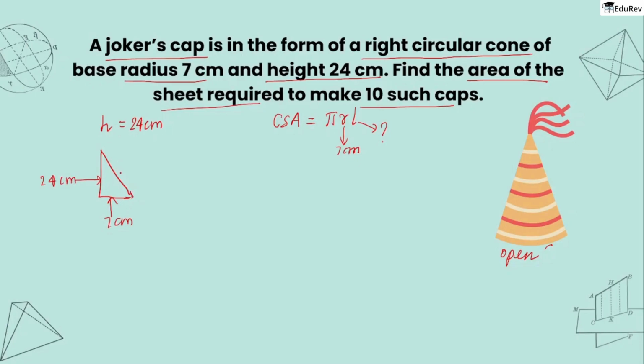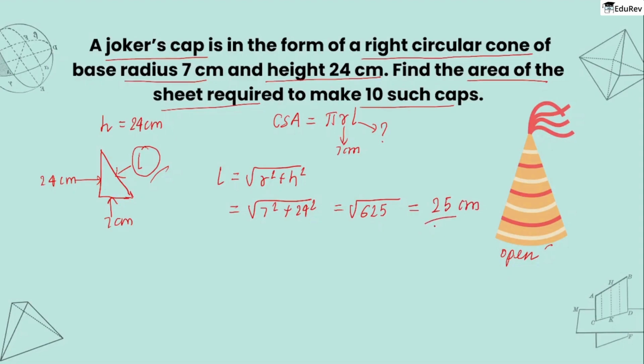Therefore, the hypotenuse of this right-angle triangle is the slant height of this right circular cone. So, now we can apply the Pythagoras theorem to determine the value of the hypotenuse of this triangle, which is equal to the slant height of the given cone. Therefore, slant height, L, is equal to under root of r squared plus h squared, which is under root of 7 squared plus 24 squared, which is further equal to under root of 625. After solving, we will get 25 centimeters. Therefore, the slant height of the given cone is 25 centimeters.